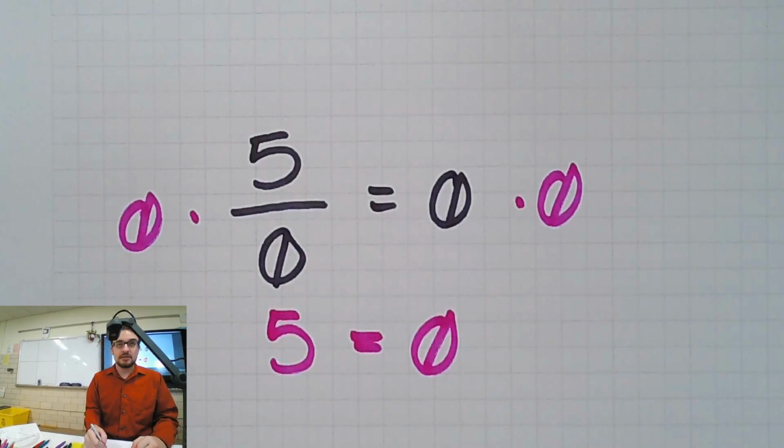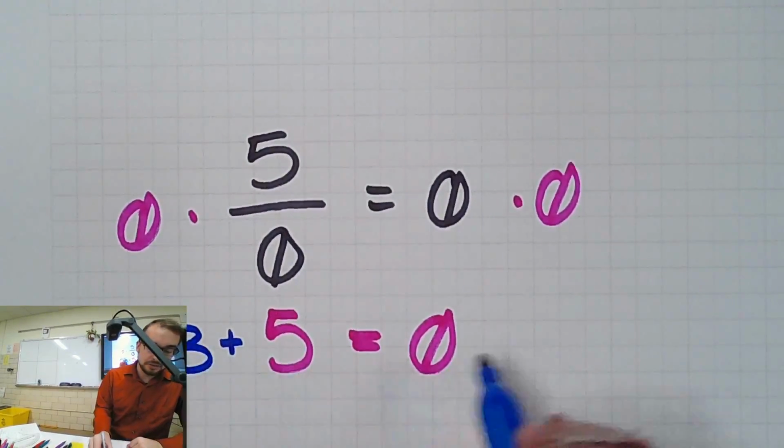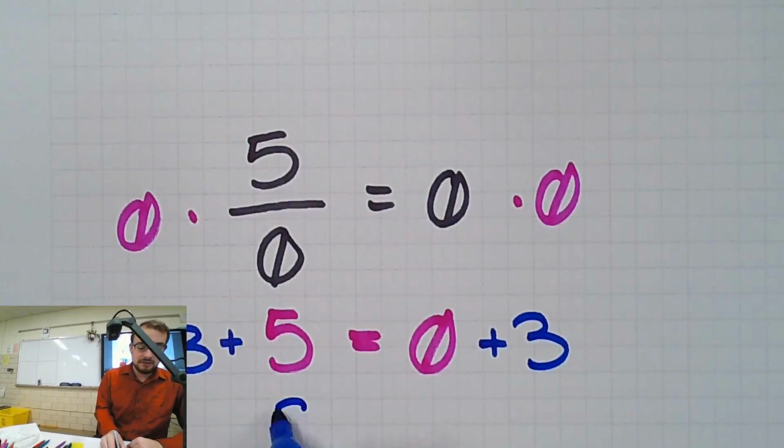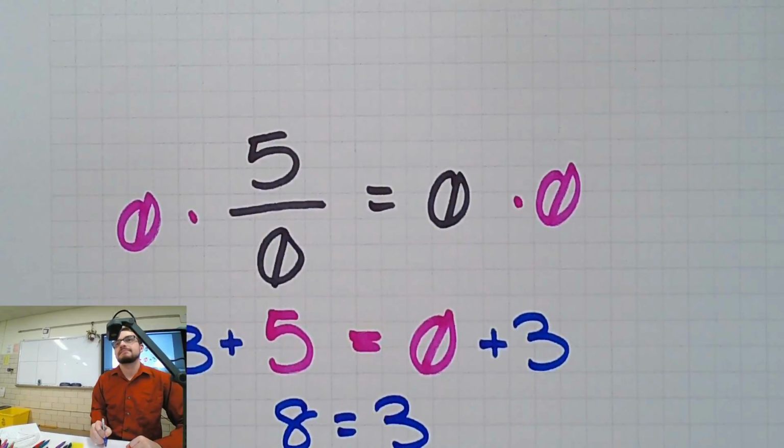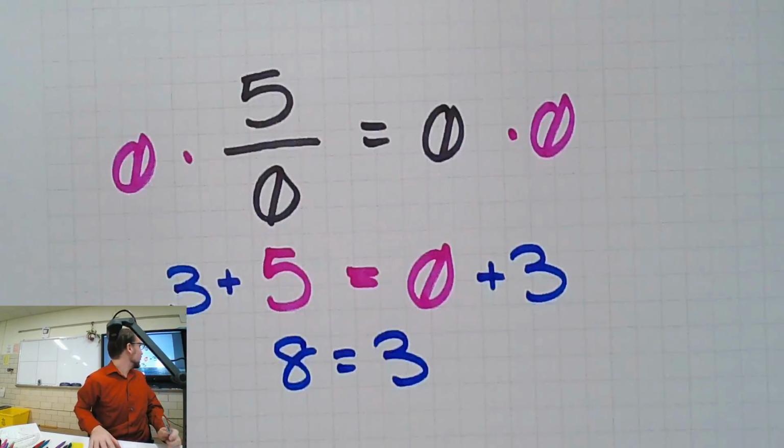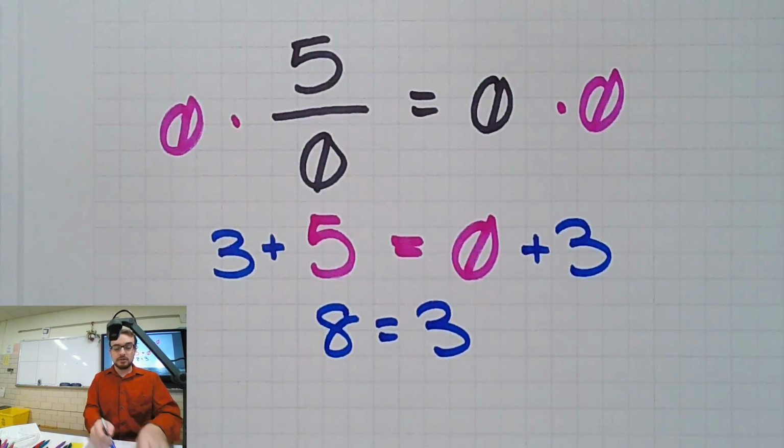And then after that, can't we do addition property of equality? As long as we do it to both sides, it's legal. Now I've proven that 8 equals 3. Still wrong. Do you see how this breaks math? So dividing by 0 is not allowed.